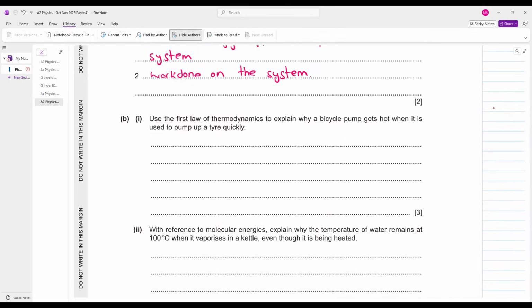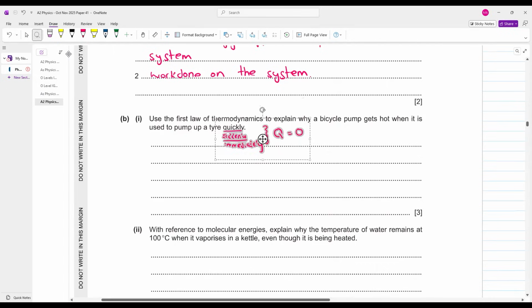Use first law of thermodynamics to explain why a bicycle pump gets hot when it is used to pump up a tire quickly. Whenever you see these words, quickly हो गया, suddenly हो गया, immediately हो गया, always remember that your transfer of thermal energy becomes zero. Q is equals to zero. तो यहाँ पे लिख लो. You can write this as your first key point.